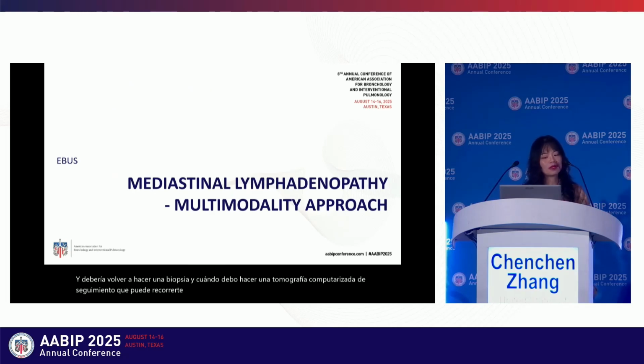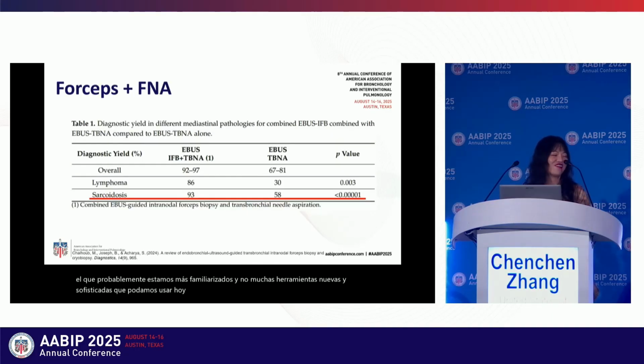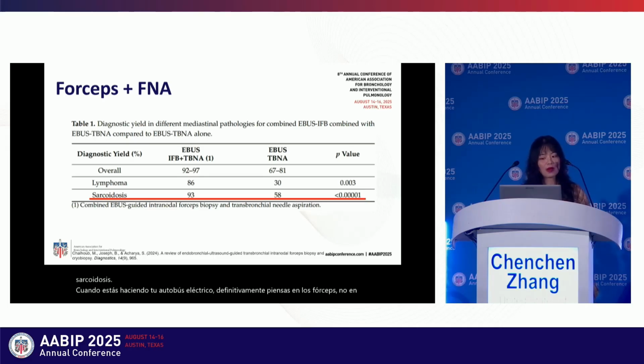And then the next topic I want to talk about is mediastinal lymphadenopathy. I feel like this is a topic we are probably more familiar with, and there are not a whole lot of brand new fancy tools we can use nowadays, more of the old stuff that we have already been using. For example, if you suspect a benign disease, especially sarcoidosis, when you're doing your EBUS, then definitely think about the forceps, not just a needle biopsy. It does give you a little bit higher yield.